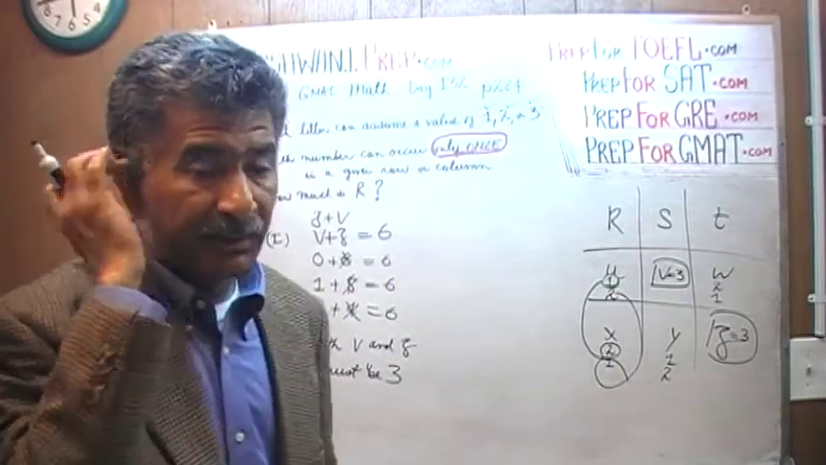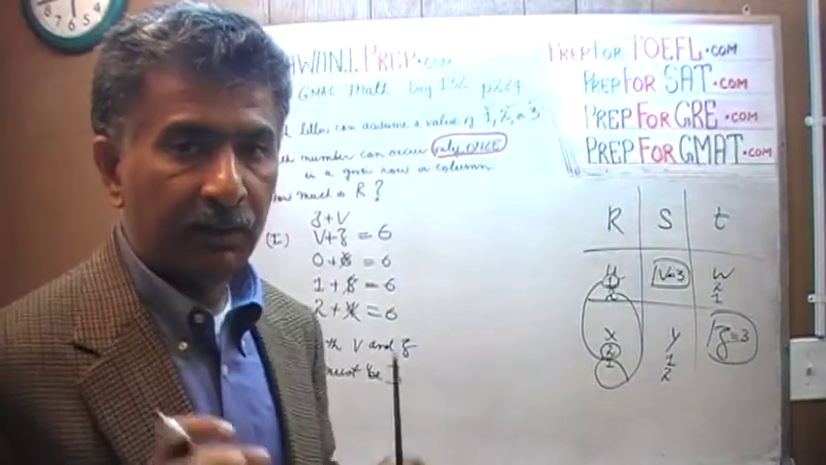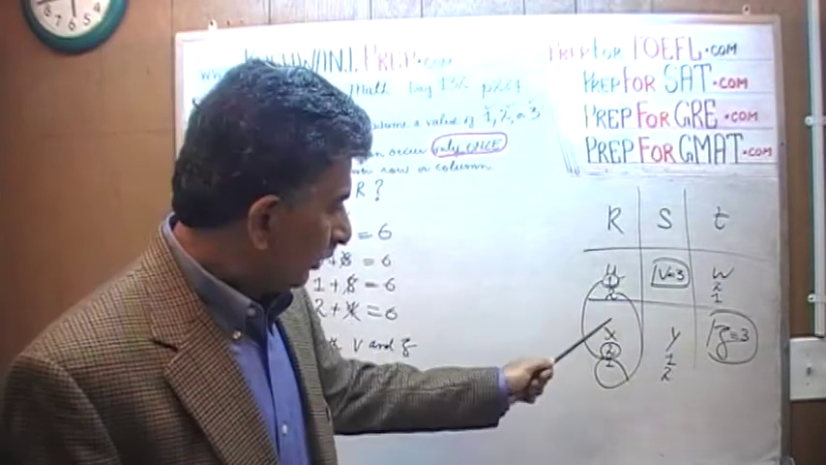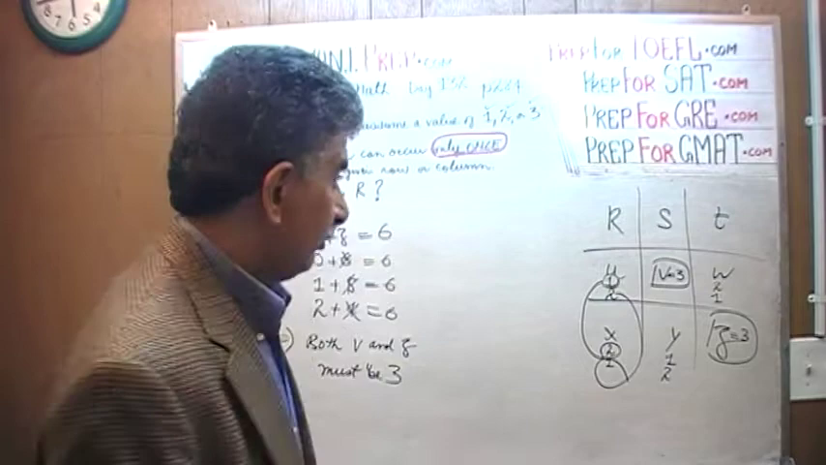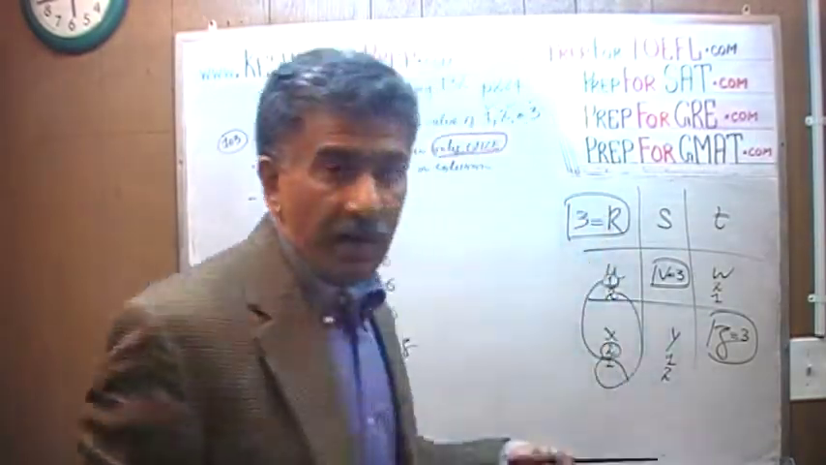But that's not the part that interests us. The part that concerns us, this part we just did, was not necessary. The part that concerns us is that U can be either 1 or 2, X can be either 1 or 2, which means R has to be 3. R must be 3. Why?